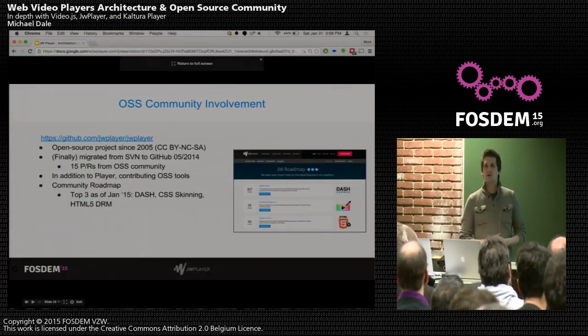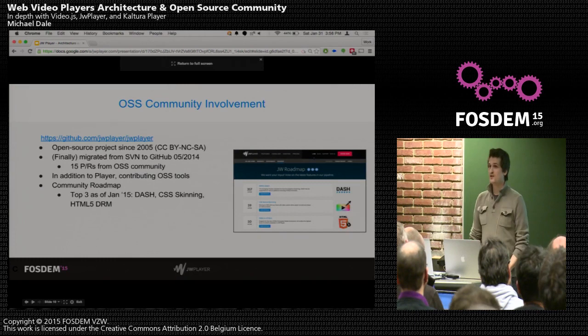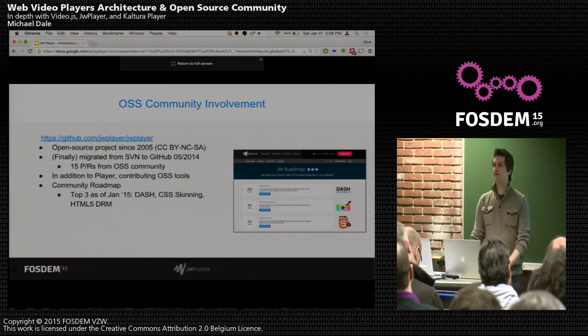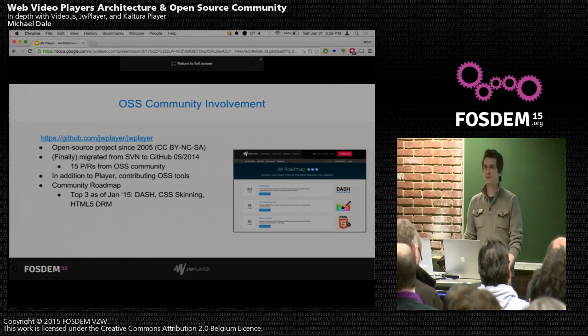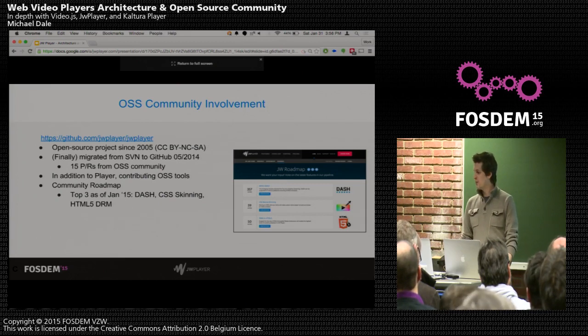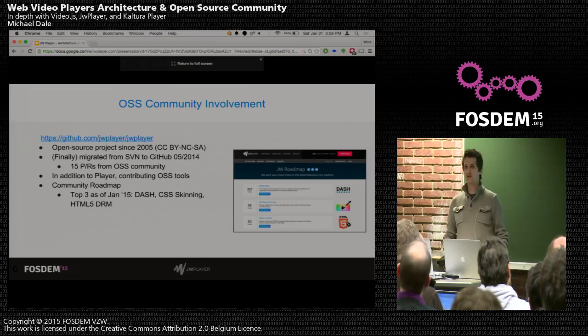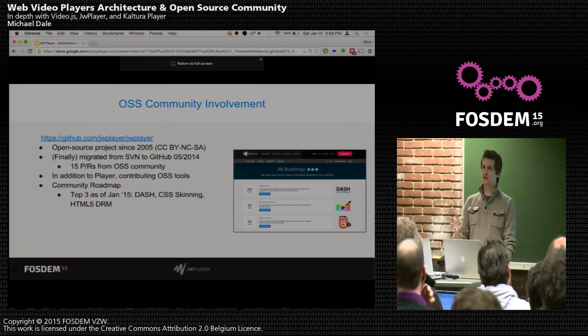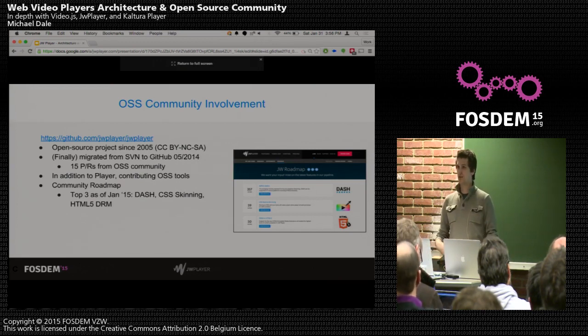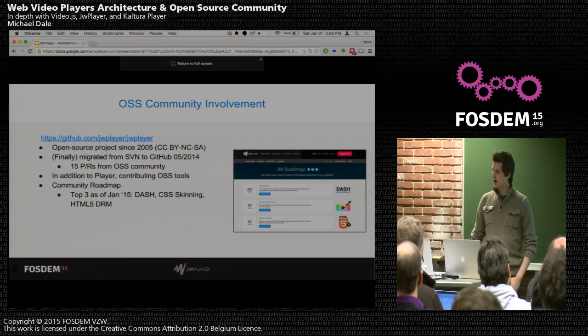JW Player has been an open source video player since its inception, back in 2005. We recently migrated from a pretty cobweb-infested Subversion repository over to a shiny new GitHub repository. We've seen a significant uptick in open source contributions, probably just due to the ease with which Git allows you to submit pull requests and review them and have a conversation, all in one place. It's really nice.